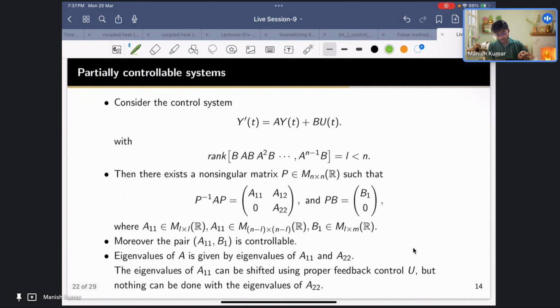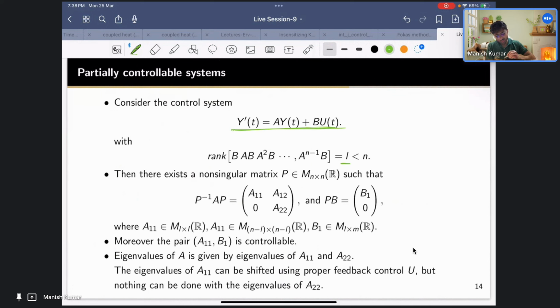Now let us move to another concept. This is when you know that the system is not controllable. Then what can you do? In some cases you can still give some result on stability. Suppose you have this system, and suppose the rank of the controllability matrix is L, strictly less than N.